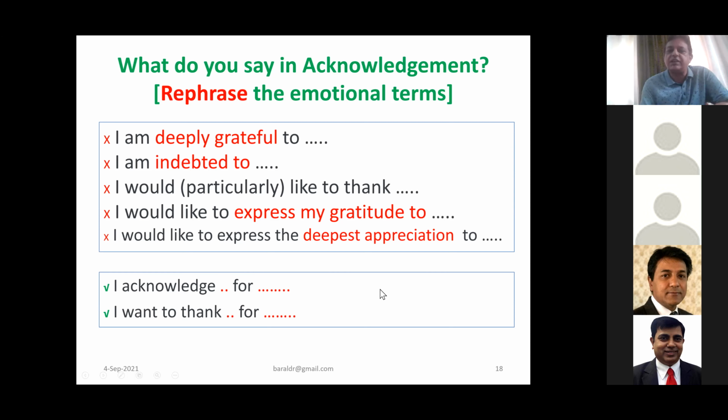But we just write, we acknowledge someone for what? Like in concept, some statistical analysis or something else. Or we thank someone, ABCD, for some work. Just like this is the research paper acknowledgement. But in a thesis and big projects, we write like the emotional terms, but not in a research paper.